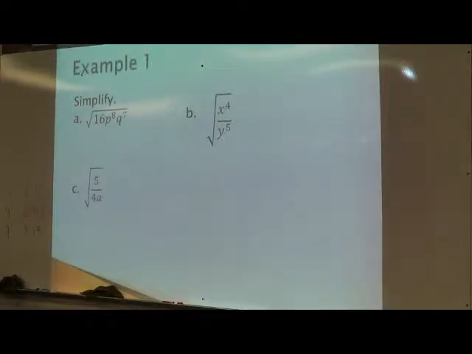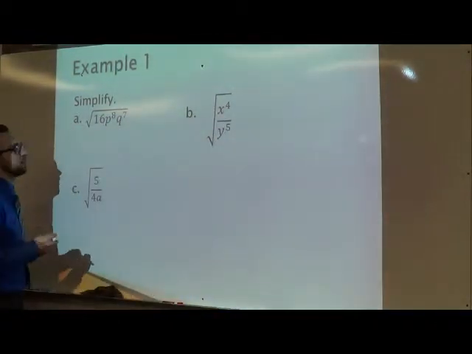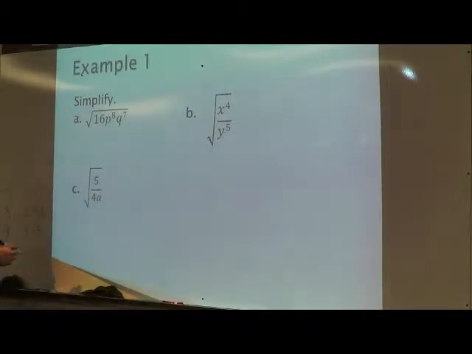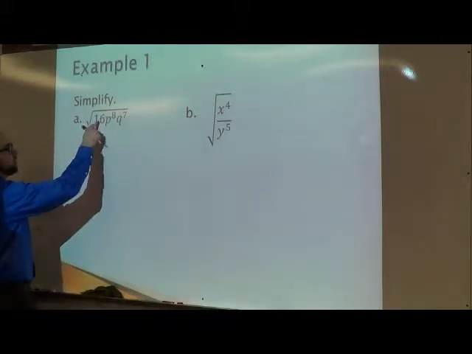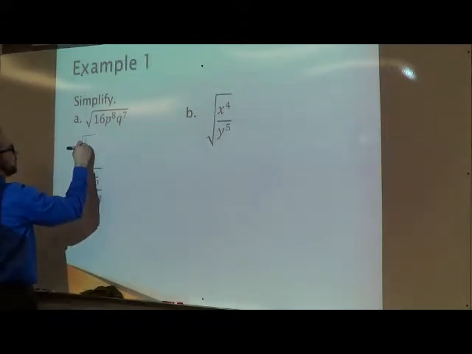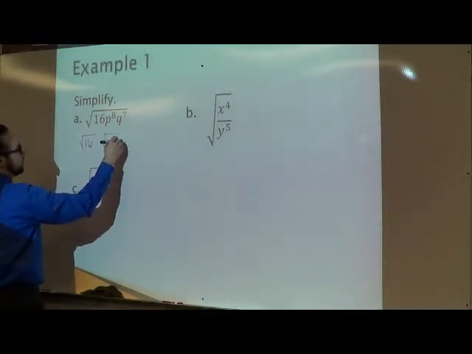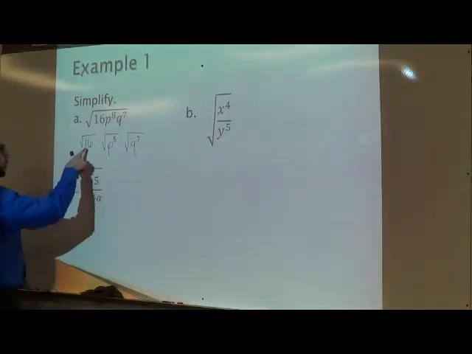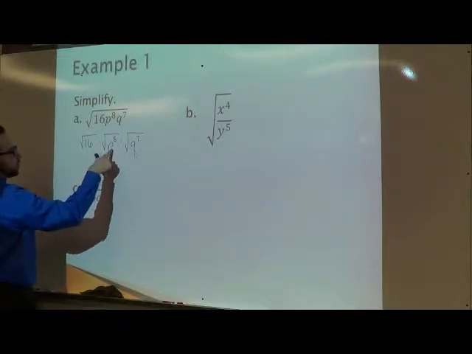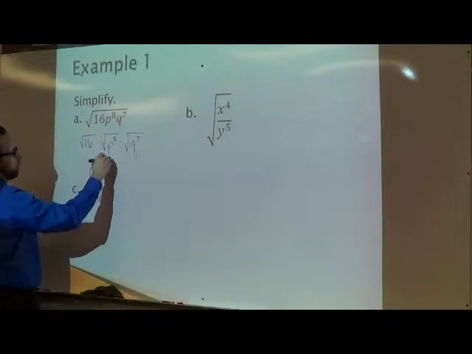So let's take a look first at some of these examples. The first one we're going to look at is the square root of 16p to the 8th q to the 7th. I've shown some of you this already, but we're going to look at this again. Really what we're looking at here is the square root of 16 times the square root of p to the 8th times the square root of q to the 7th. The square root of 16 is 4. Square root of p to the 8th, remember you divide that exponent by whatever the root is, which is 2, so it's p to the 4th.